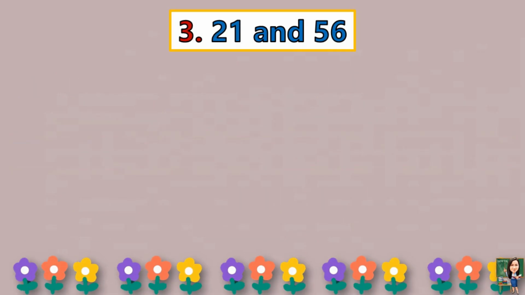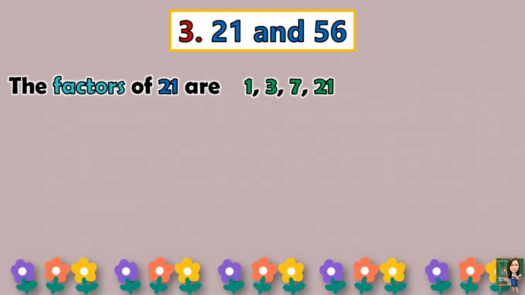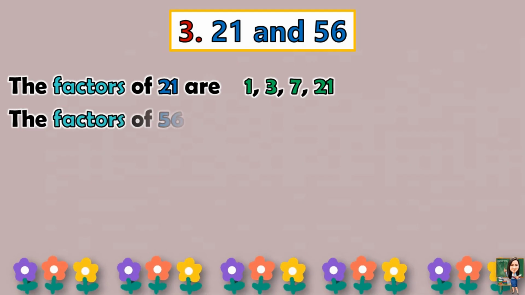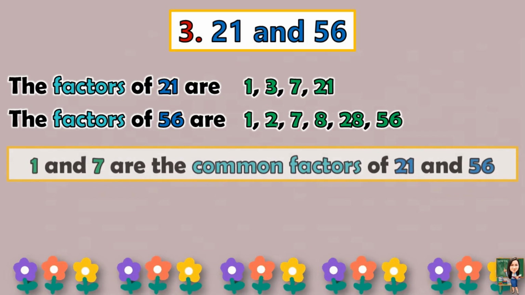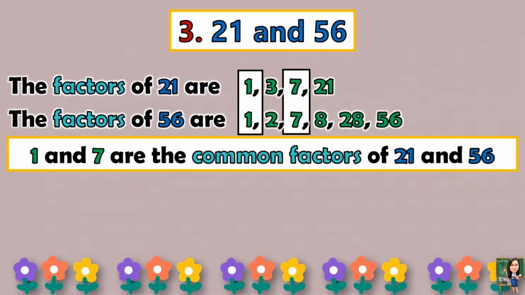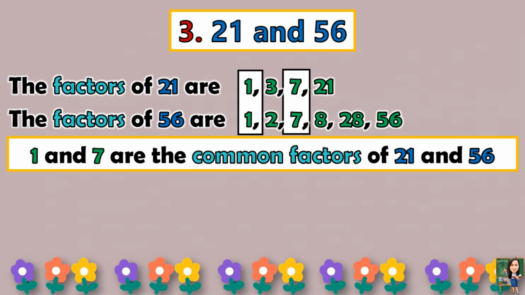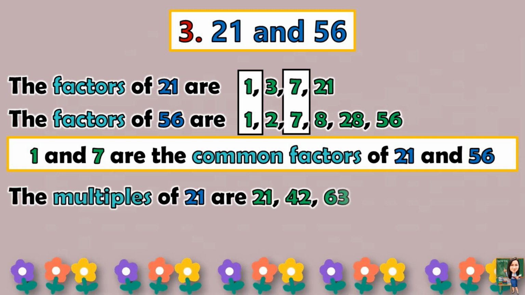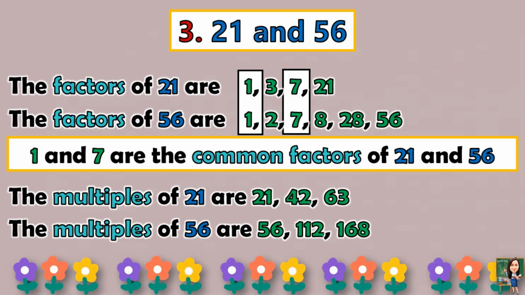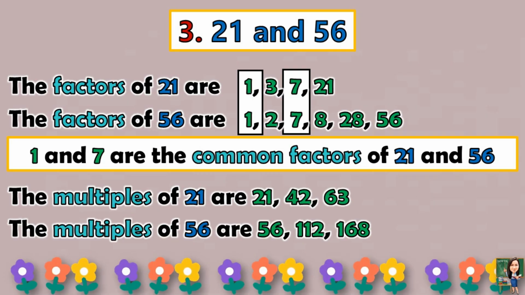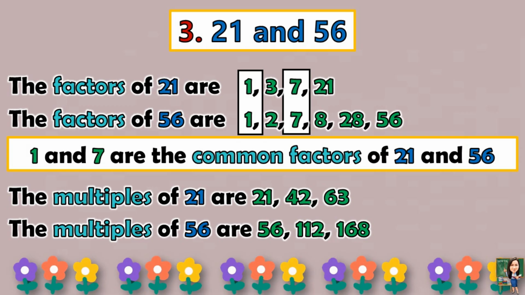Number 3, 21 and 56. The factors of 21 are 1, 3, 7, 21. The factors of 56 are 1, 2, 7, 8, 28, 56. 1 and 7 are the common factors of 21 and 56. The multiples of 21 are 21, 42, and 63. And the multiples of 56 are 56, 112, 168.